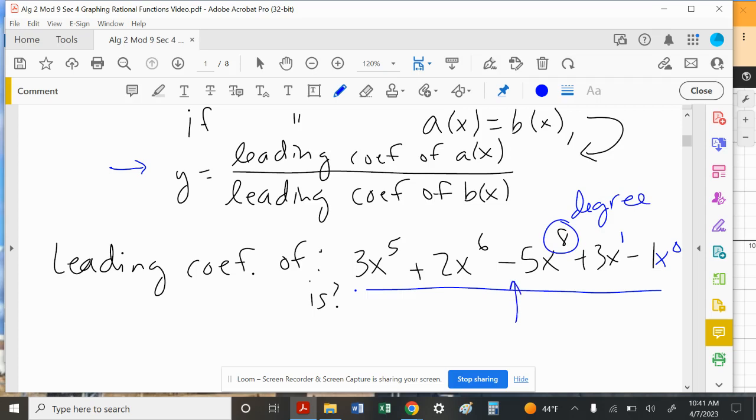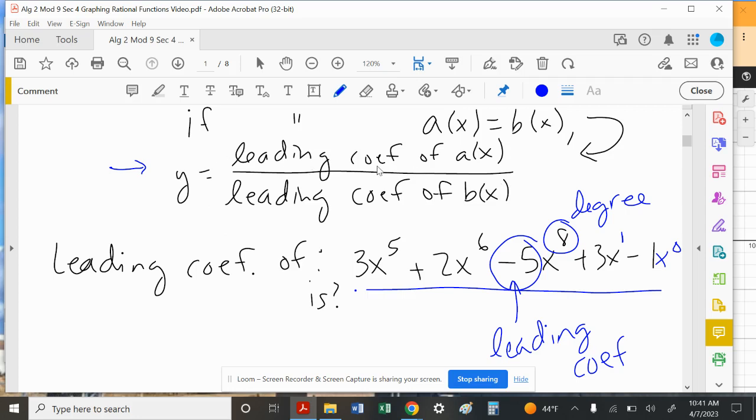My leading coefficient is this right here. It's always the number in front of the highest degree. And it would be the -5, not +5, not just 5, but it has to include the sign. So it'd be -5. So that's the leading coefficient. So that's how we find the y value.